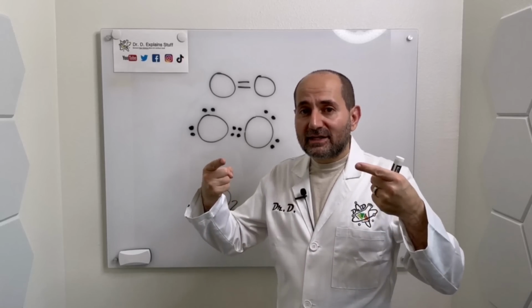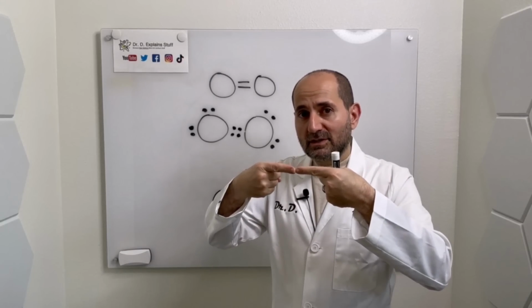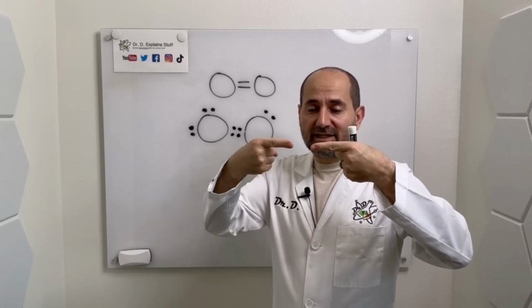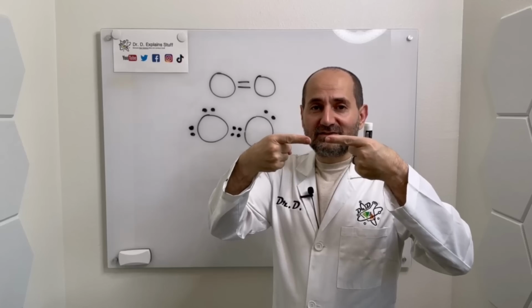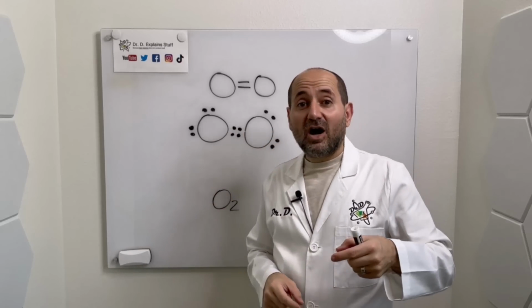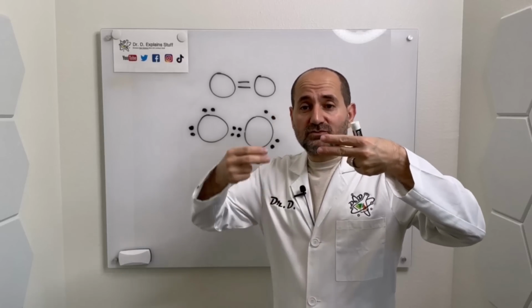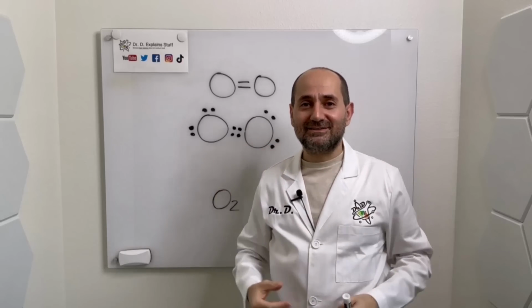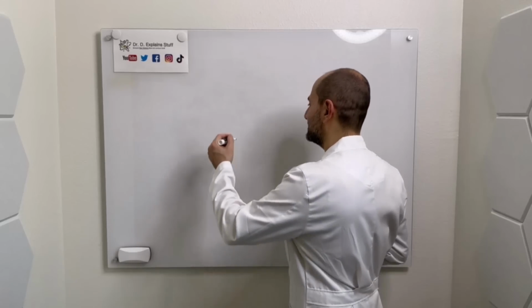For every electron you share with a partner, that's a single covalent bond. So remember, hydrogen shared one electron with hydrogen. That's a single covalent bond for hydrogen gas. But here, oxygen is sharing two electrons with another oxygen, so that's actually a double covalent bond. Now, you might be asking, is there such thing as a triple covalent bond, Dr. D? And there is. Let me show you. Okay, so let me show you this. Nitrogen.